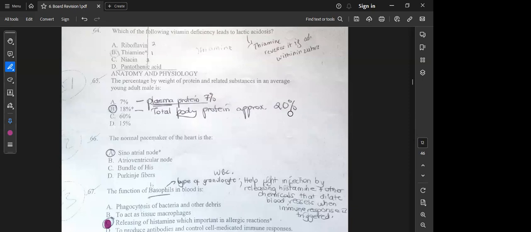Then, which is the normal pacemaker of the heart? We know the normal pacemaker of the heart is the sinoatrial node. And by there, I have a question. What makes it the normal pacemaker of the heart? Is it leaky sodium channels, potassium? What could be the reason for it to be the normal pacemaker of the heart? It's the fastest.